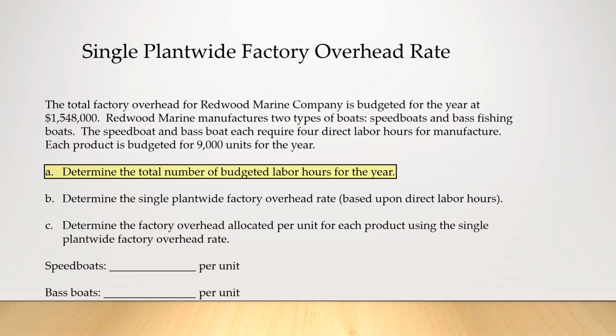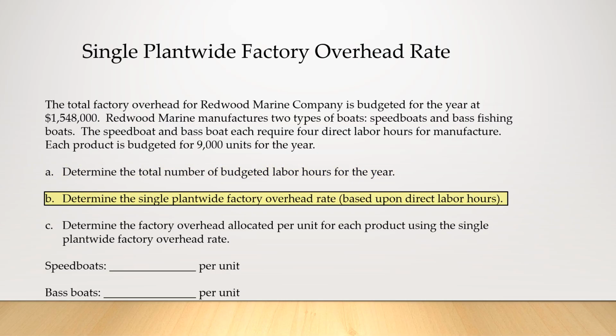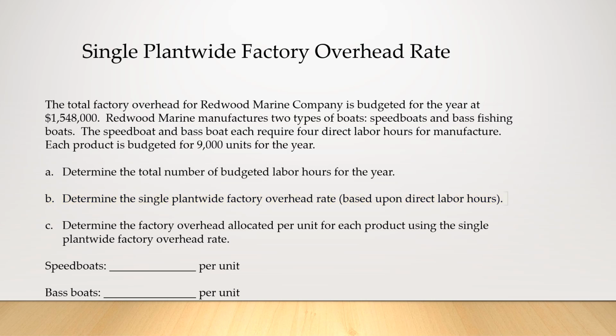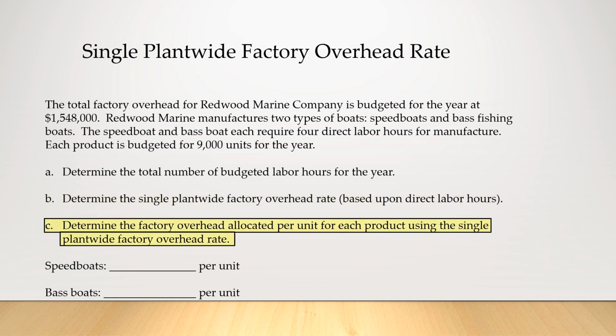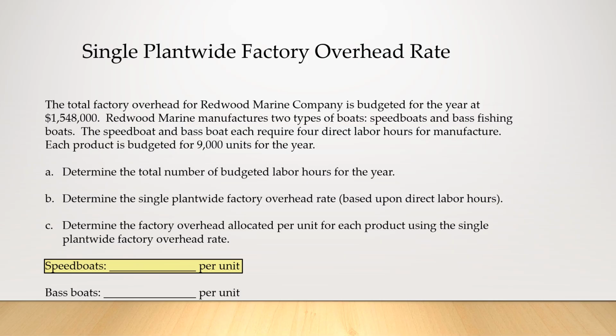Determine the total number of budgeted labor hours for the year. Then determine the single plant-wide factory overhead rate based upon direct labor hours. Finally, determine the factory overhead allocated per unit for each product using the single plant-wide factory overhead rate. Do so for speedboats per unit and bass boats per unit.